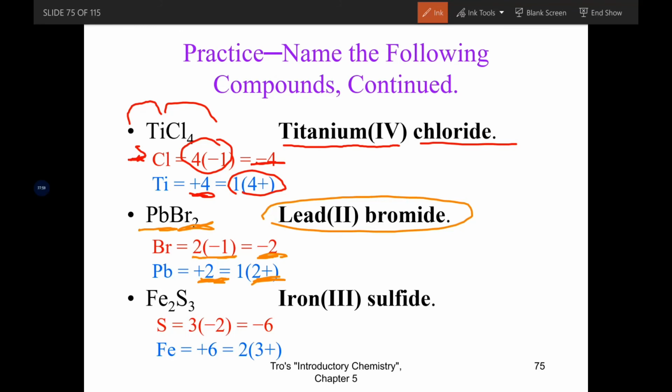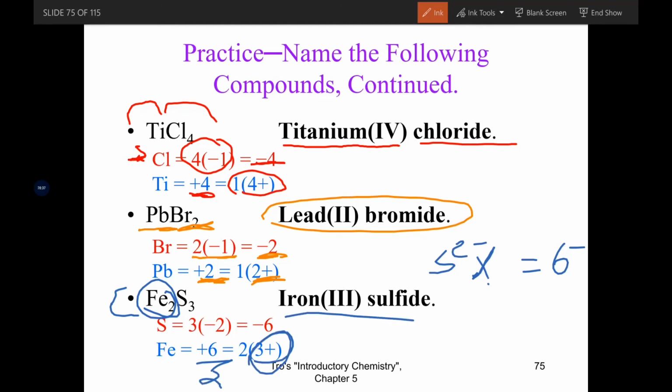Now let's look at this iron element right here. Sulfur is -2, and I have 3 of them. That's going to give me -6 total. I got 2 iron right there. So the total is going to be +6 for iron. I have 2 of them. That means the +6 divided by 2 is going to give me 3+. So it's iron 3 sulfide.